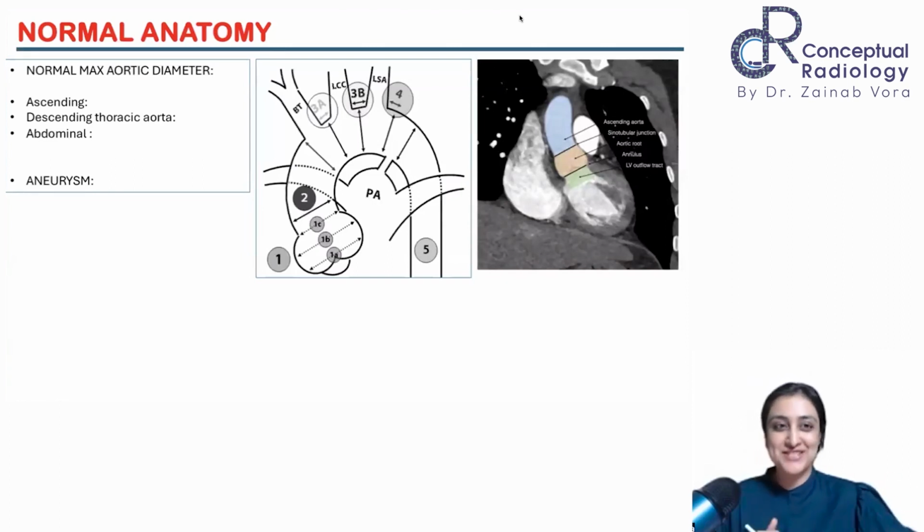Okay, all right. So let's start off with some normal anatomy of the aorta. So this is, as you know, the ascending aorta. Ascending aorta, arch, and descending aorta, but that's very, very primitive. So now let's go into the specifics. Can you tell me what is 1 or 1A, 1B, 1C?